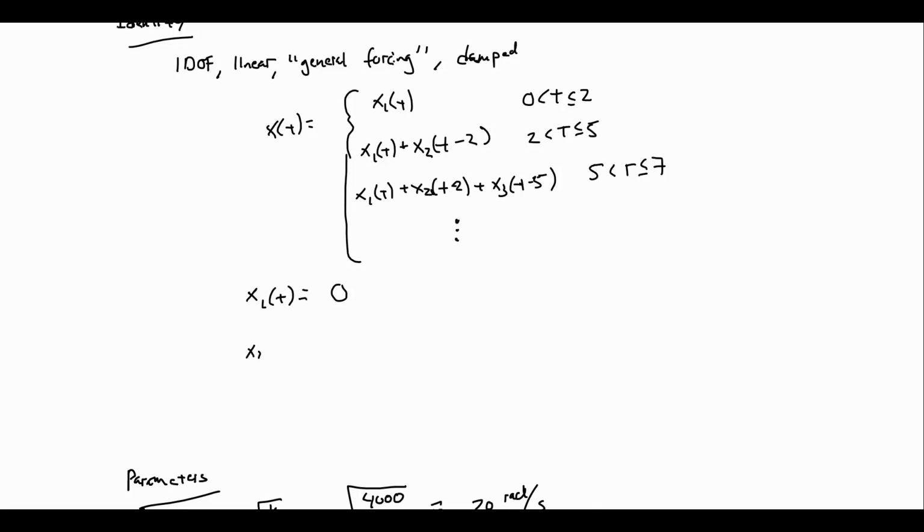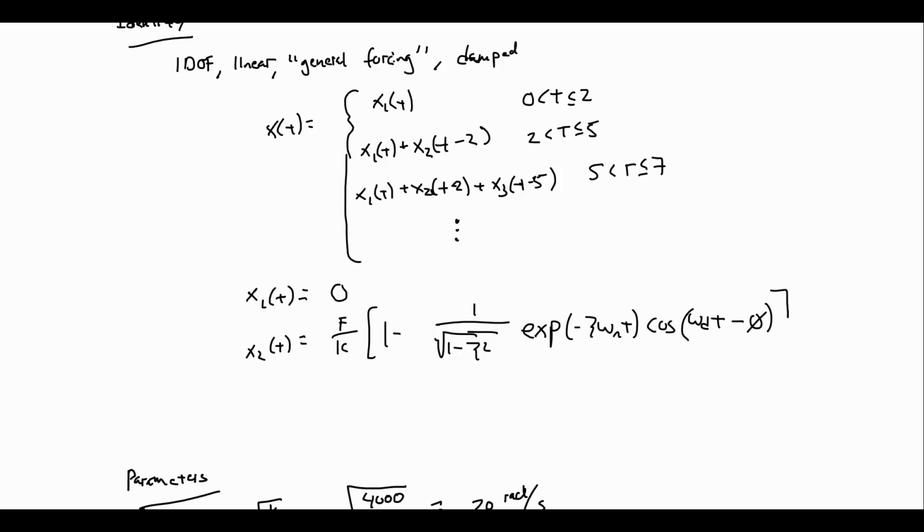But our x2 is going to have the form of f over k, 1 minus 1 over root 1 minus zeta squared, e to the negative zeta omega n t times the cosine of omega d t minus phi. And that's just coming from our known solution when we have a step input. This is what the response is going to look like for that. Now, in this case, f is going to be the amplitude of that step input.